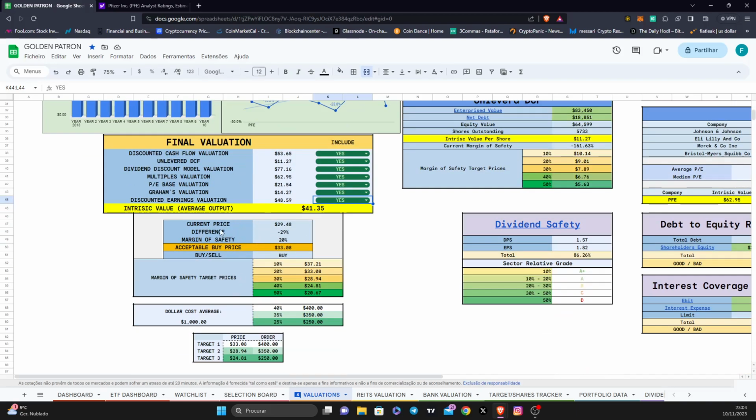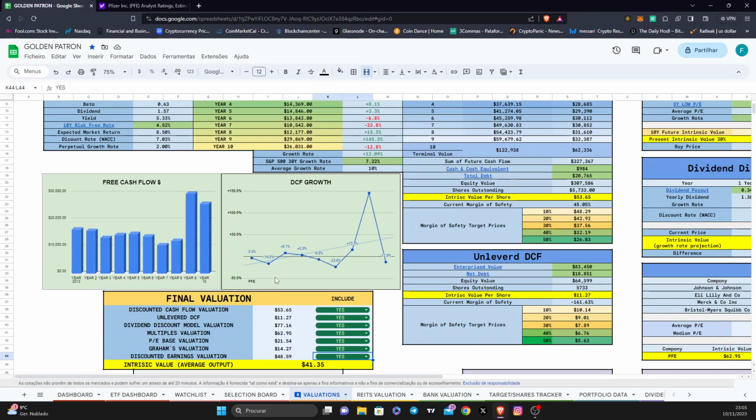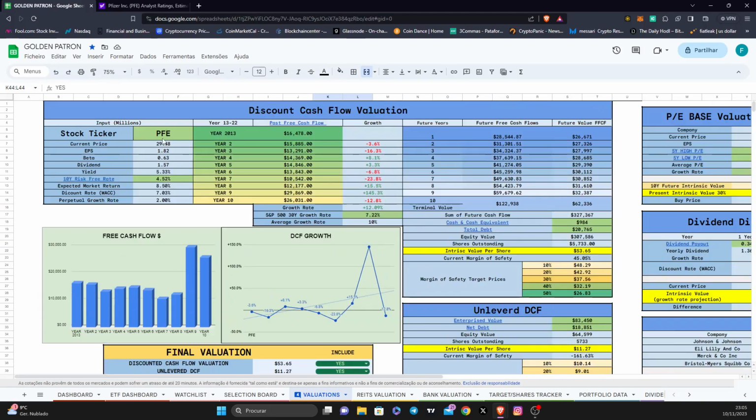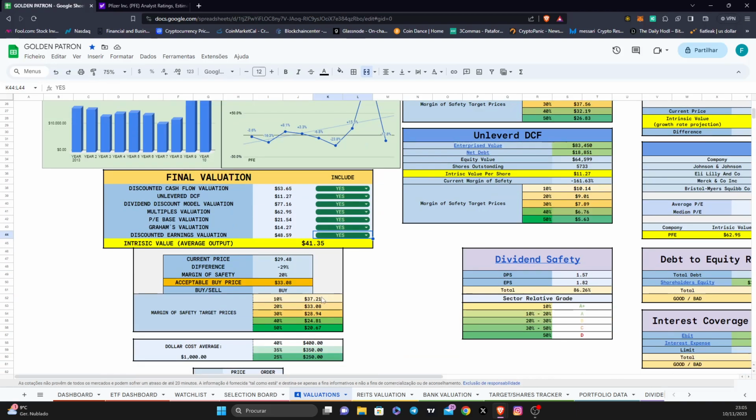Down here, all we have is the current price, the difference between the current price and the intrinsic value, the margin of safety being 20%. Our acceptable price would be $33. But if you want to take it a little bit further, let's say you want a 30% margin of safety, you would want to wait until $28.94, which is not very far, as you can see. So this is just going to give you a margin of safety, okay, where you want to buy it.